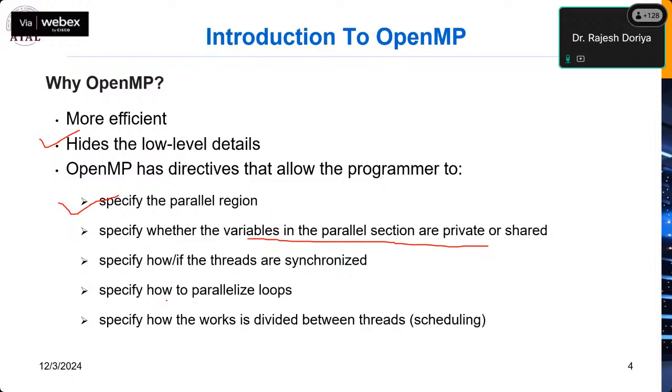Apart from that, it is also going to tell us how one can parallelize the loops. It is also going to specify how the work is going to be divided among the number of threads. So in short, we also call it scheduling. How those things are going to be done is going to be specified with the OpenMP directives.